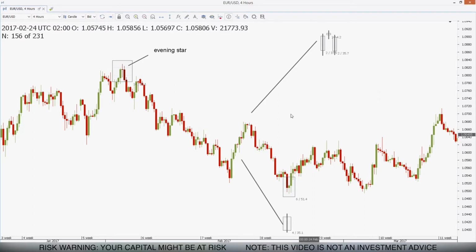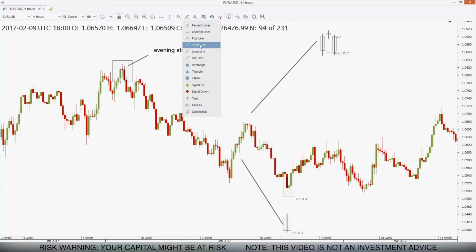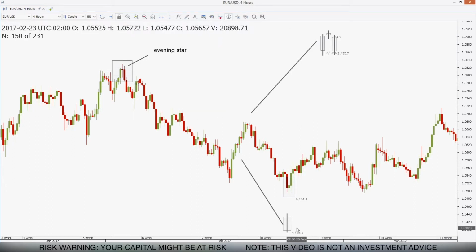Then you have a very small candle in the middle. This one holds the key for interpretation. You'll find out a bit later why. Holds the key for everything that follows. And then a candle in the opposite direction, a bullish one, that ideally will have a body minimum 100% of the first candle. So this one here would be a green candle.